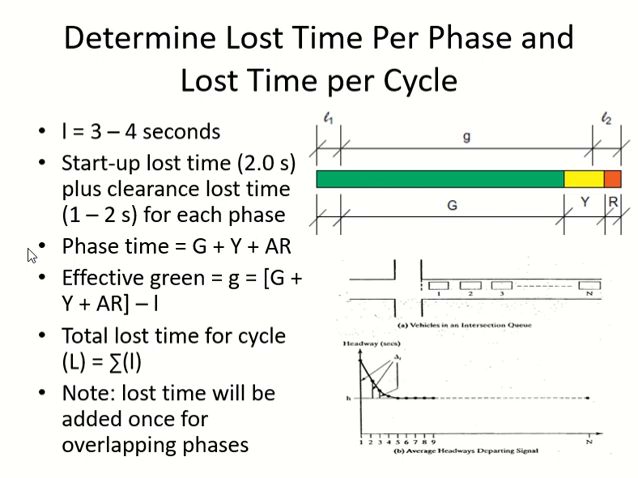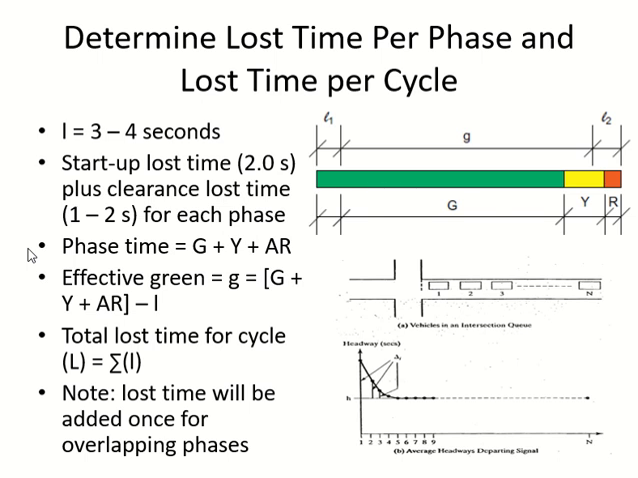Okay, but anyways, we have the recommended values for L1 and L2. These are given here. The total is 3 to 4 seconds: 1 to 2 seconds for clearance and 2 seconds for the startup loss time. But if you want to measure it, you can go to the signal and measure these things.